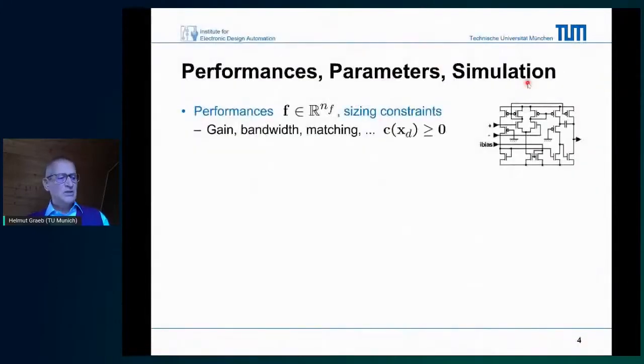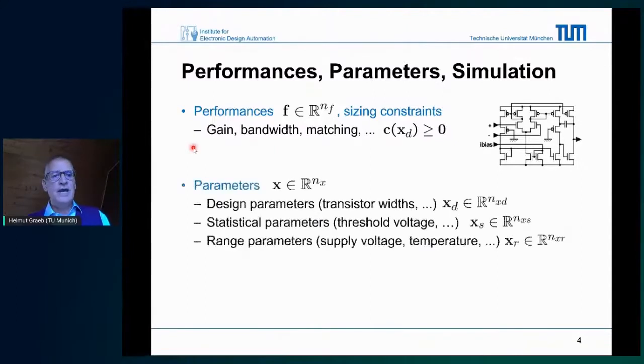Let's do some definitions. We distinguish between performances and parameters, and they are combined by simulation. So performances, this is something like gain or bandwidth of an operational amplifier. These are the properties that define the functionality of a circuit or of a system. And we collect the values in the vector F of all the performances.